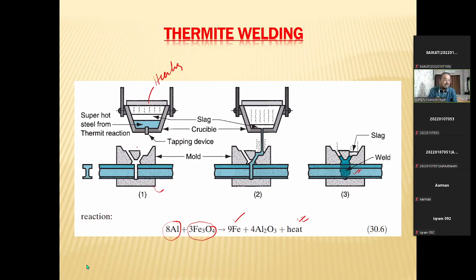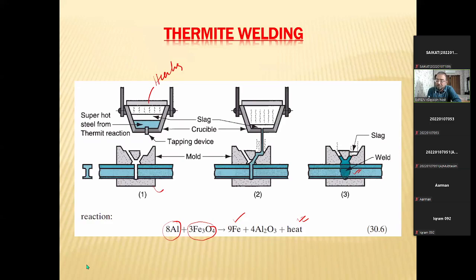Then molten metal will be poured from the crucible, where the reaction between the aluminum and ferric oxide happens, as the iron is developed, and heat will be generated. This heat will continue for the next reaction, the next step of reaction. After that we shall pour our material in between these two pieces, and after that we shall remove this slag.